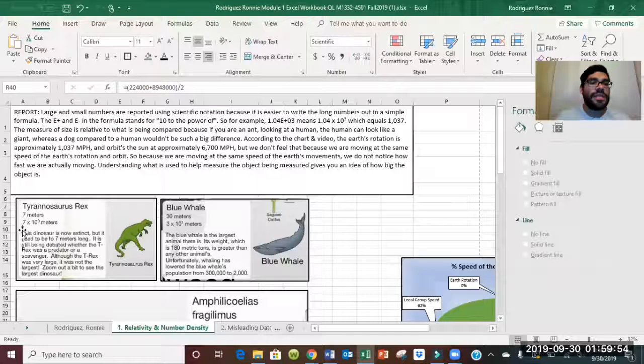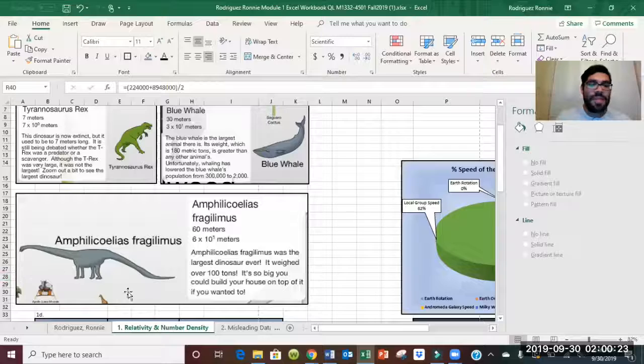So in this case here, the Tyrannosaurus Rex is 7 meters times 10 to the power of 0, so E comes out to 7. Now as opposed to the blue whale, which is 3 times 10 to the power of 1 meters, that comes out to 3 times 10, which is 30. So you can see there, the relative size. The Tyrannosaurus Rex is much smaller than the blue whale.